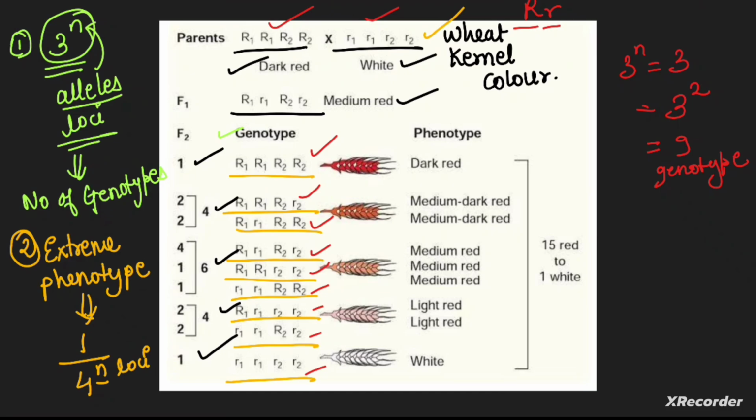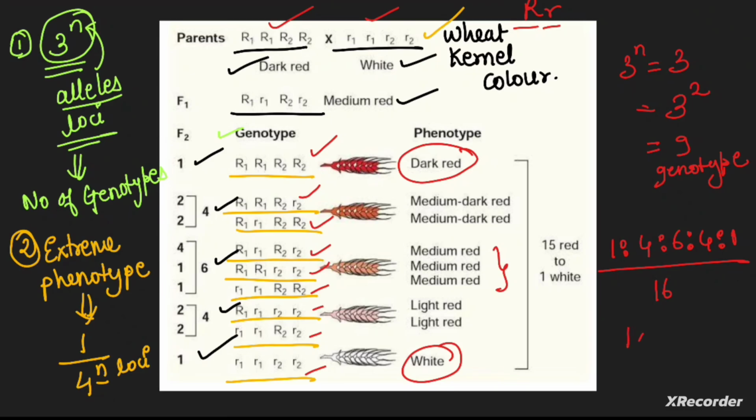Now, they got this particular ratio. They got just 1 for dark red. Then they got 4 for medium dark red. Then they got 6 offspring for medium red. Then they got light red 4 offspring and 1 white offspring. So in total, how many offspring were produced? 16 produced, right? To find the extreme phenotype, I can use this particular formula, 1 by 4 raised to n. n is again 2, so 4 into 4, that will give you 1 out of 16 phenotype will be your extreme phenotype. So this is how you can use another important formula there.